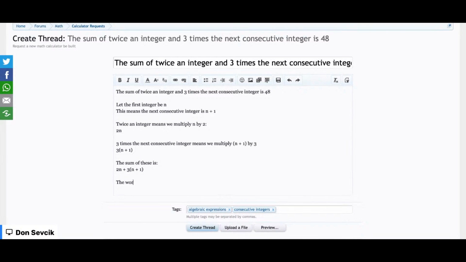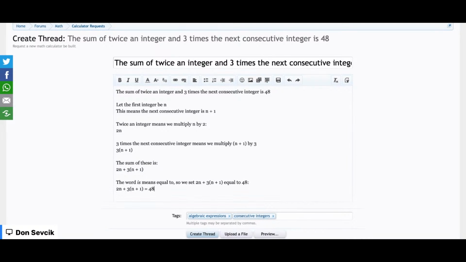And then finally, the word "is" means equal to. So we set the sum equal to 48. All right. That's a lot of work, but we are still not done.